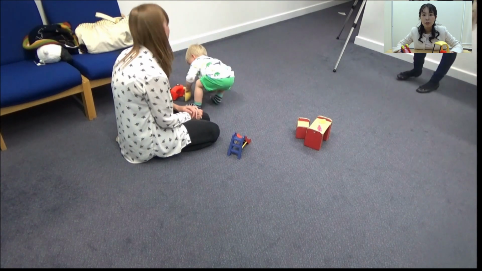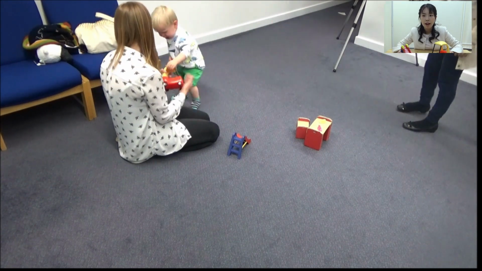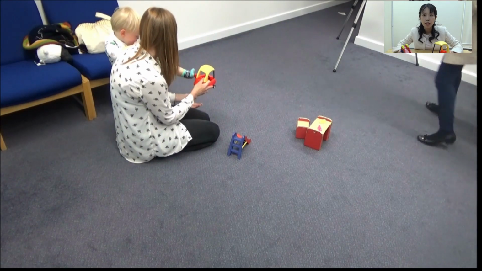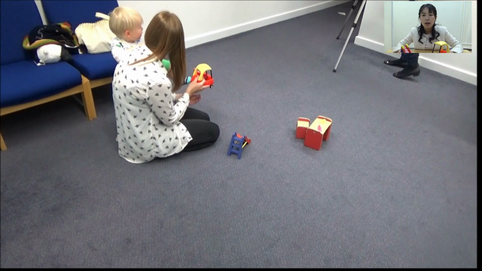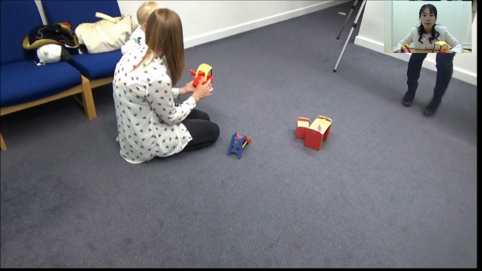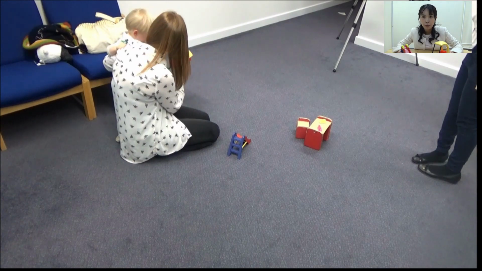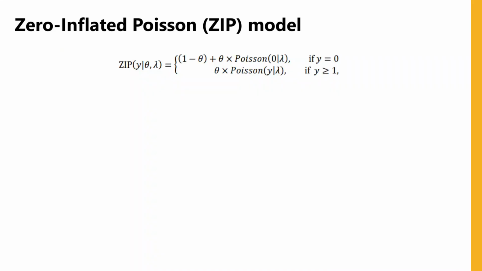When observing the value of 0 in the task of scale error, it's difficult to determine whether the child doesn't produce scale error at all, or whether the child who produces scale errors doesn't execute them at the time of observation. Given that scale errors are less frequent events, we used the zero-inflated Poisson model, the ZIP model, to adequately capture the structure of data.